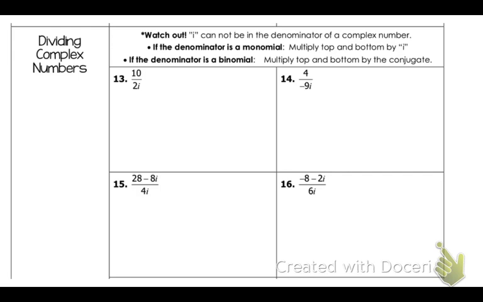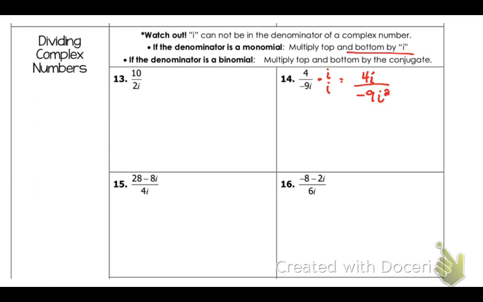So let's go ahead and take a look at number 14. Both of these, this right here, this is one term. This is a monomial. This is a monomial again. So both of these are monomials. So when that happens, I'm going to multiply the top and bottom by i. I'm going to be left with 4i over negative 9i squared.